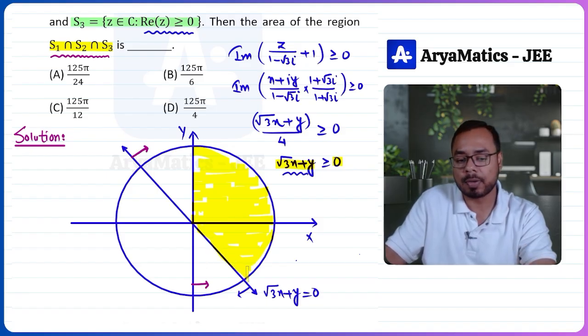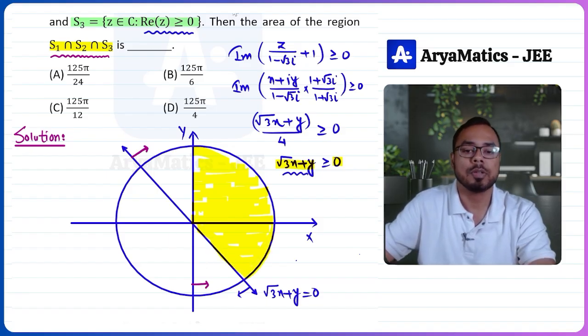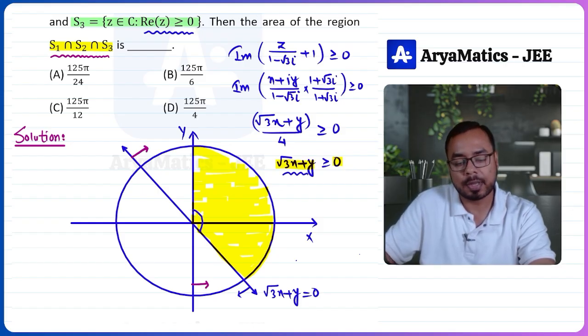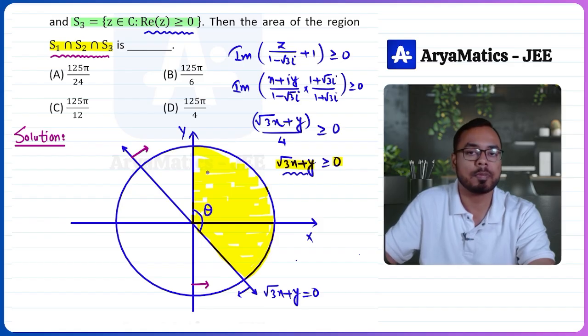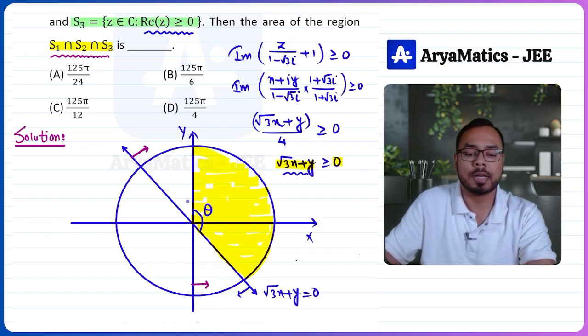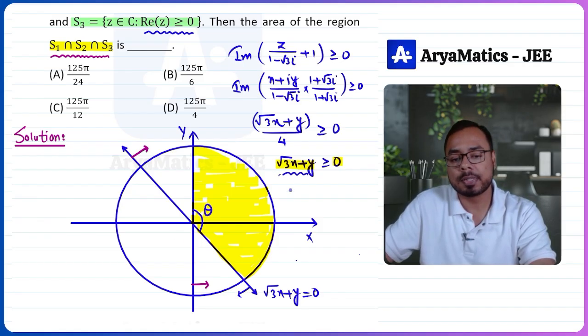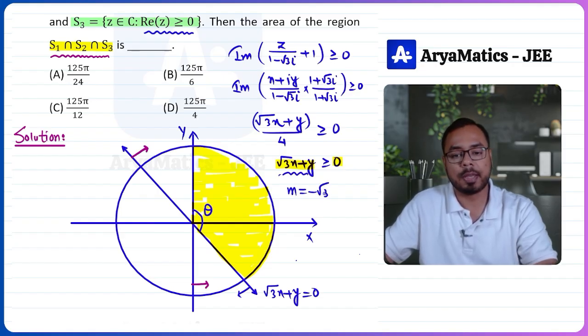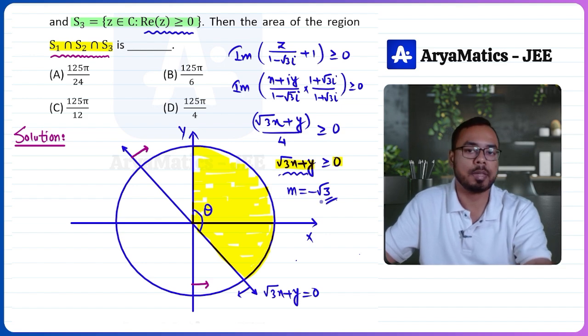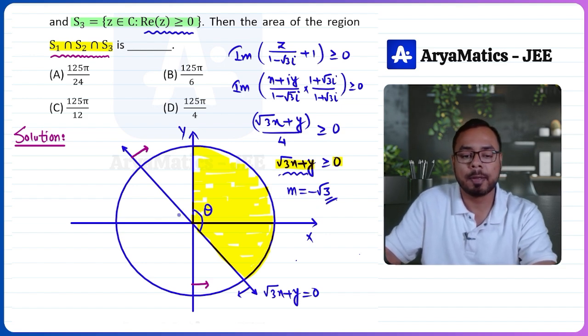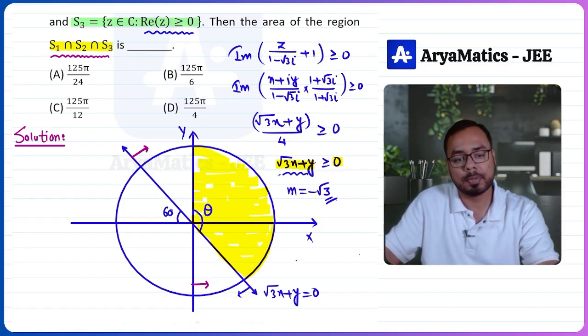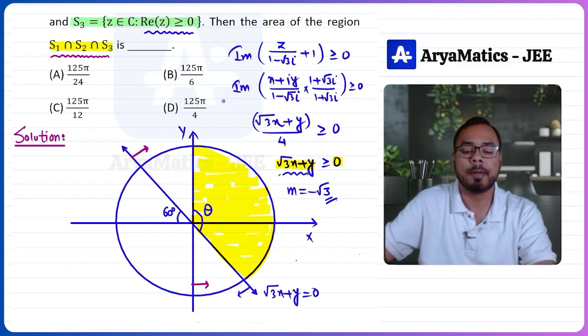Now the question is how to find the area of this shaded region. So for that we need to calculate this angle, right? If I can find this angle theta, then we have standard formula for finding the area of this shaded region. Now remember, for this line, the slope of this line is minus root 3. That means the angle made by this line with x-axis, that will be 120 degree. So if this angle is 120 degree, the other angle will be 60 degree. That means this must be 60 degree.